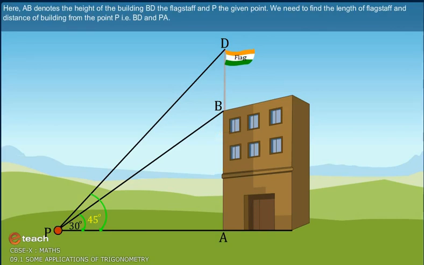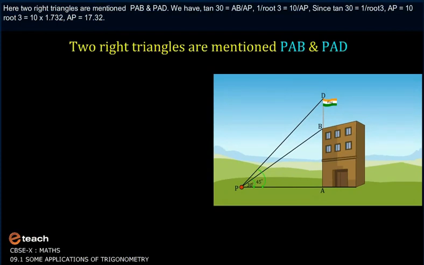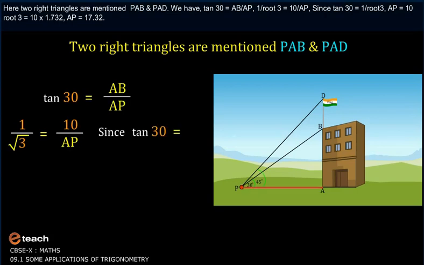We need to find the length of flagstaff and distance of building from the point P, that is BD and PA. Here, two right triangles are mentioned, PAB and PAD. We have tan 30 is equal to AB upon AP. 1 upon root 3 is equal to 10 upon AP. Since tan 30 is equal to 1 upon root 3, so AP is equal to 10 root 3.